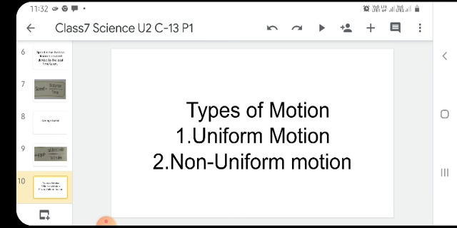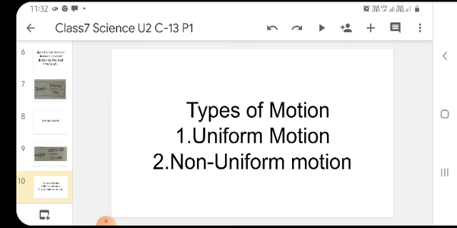So first we will learn about uniform motion. In everyday life, dear students, we seldom find objects moving with a constant speed over a long distance or for long durations of time. If the speed of an object moving along a straight line keeps changing, its motion is said to be non-uniform motion. On the other hand, an object moving along a straight line with a constant speed is said to be in uniform motion. And in this case, the average speed is the same as the actual speed.